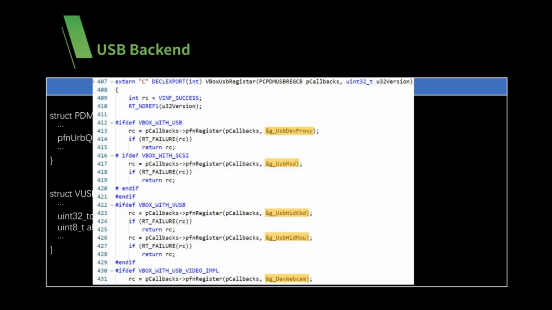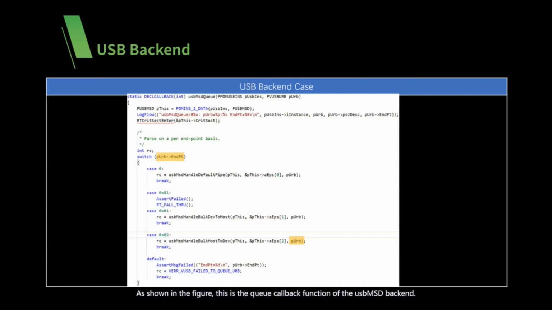As shown in the figure, this is the USB backend registration function. From here, you can find all registered USB backends. As shown in the figure, this is the queue callback function of the USB MSD backend. The endpoint field represents the type of USB data, and the USB packet is stored in the pUrb parameter. Almost every USB backend has such data processing logic.